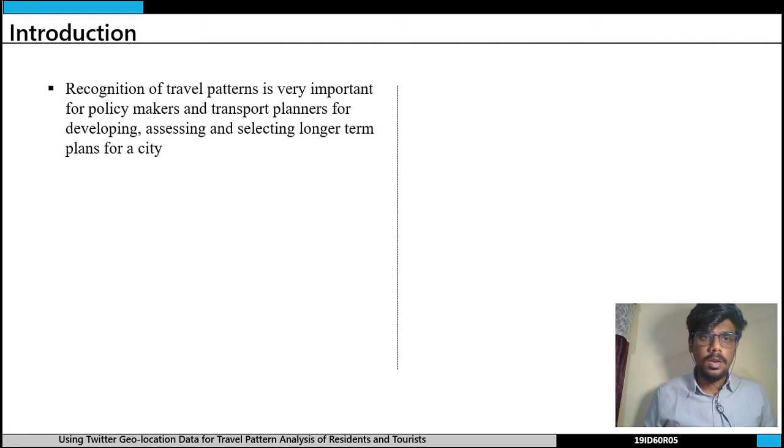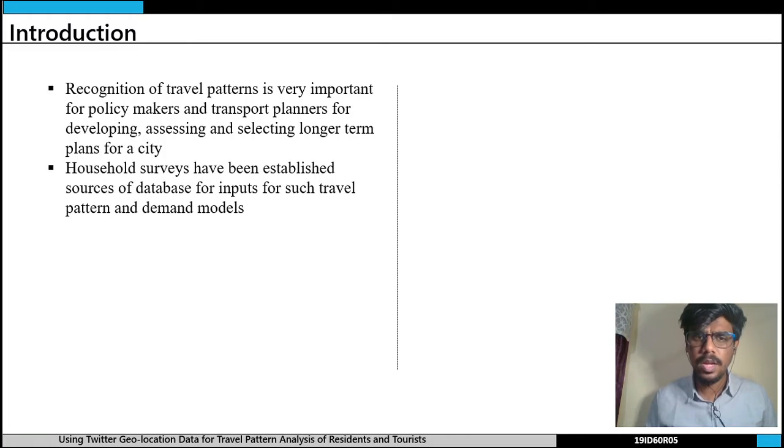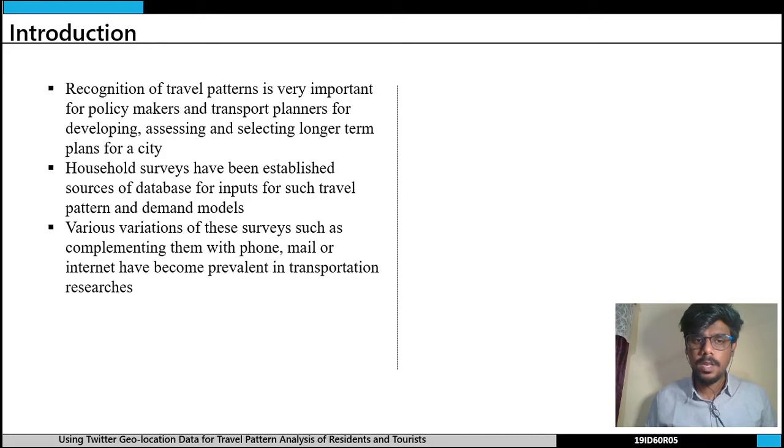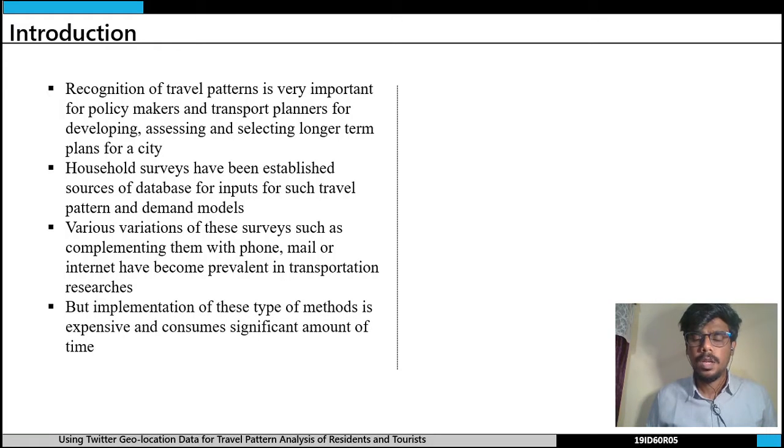Recognition of travel patterns is very necessary for policymakers and transport planners for developing and assessing long-term plans for a city. Household surveys have been established sources of data for inputs for such travel pattern and demand models. Various variations of these surveys, such as complementing them with phone, mail, or internet, have become prevalent in transportation research. But implementation of these types of methods is expensive and consumes a significant amount of time.